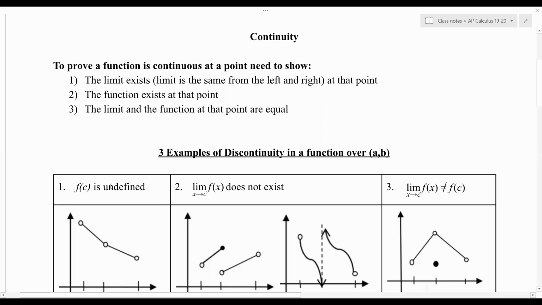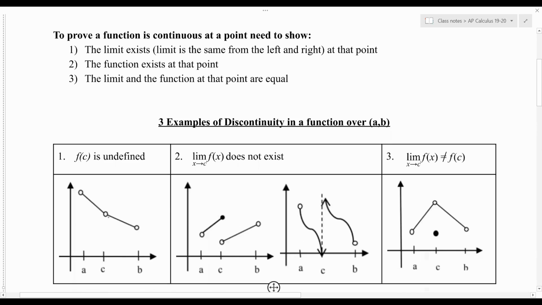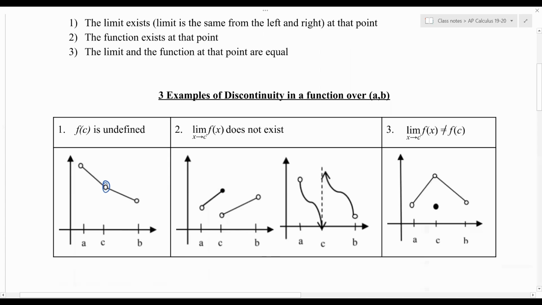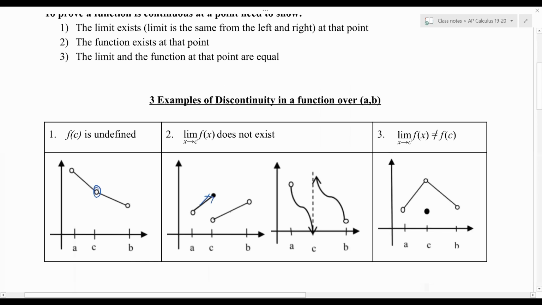So here are some cases. In this case, the function does not exist. We have a hole here, so the function does not exist. In case 2, the limit as x approaches c does not exist because the limit from the left and the limit from the right do not meet, do not approach the same value. This kind of discontinuity we call a jump, because we're going up and we jump down.